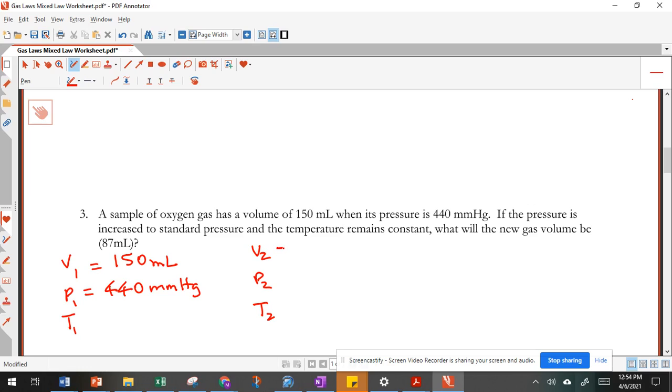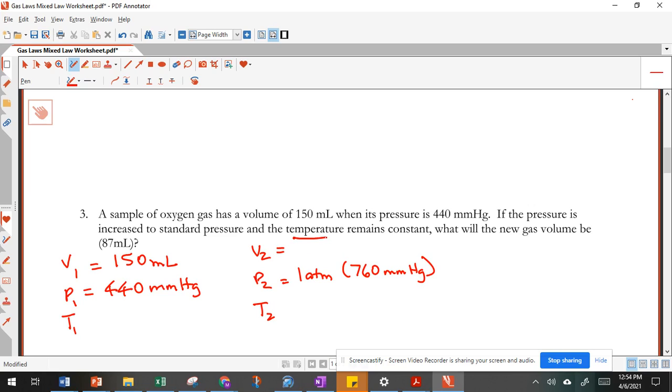So let's look at the next conditions. If the pressure is increased to standard pressure, remember standard pressure is 1 atmosphere. And if you remember, 1 atmosphere is 760 millimeters of mercury.